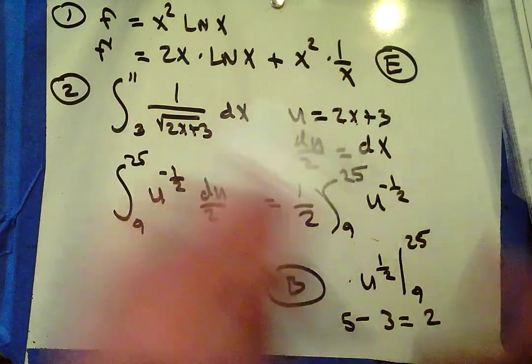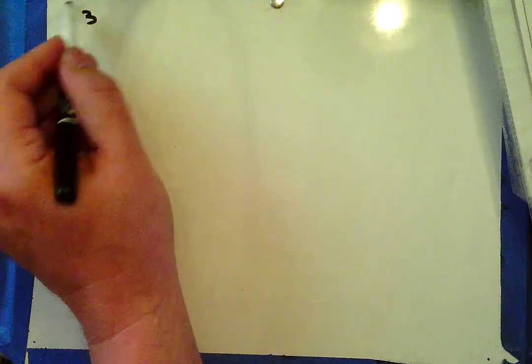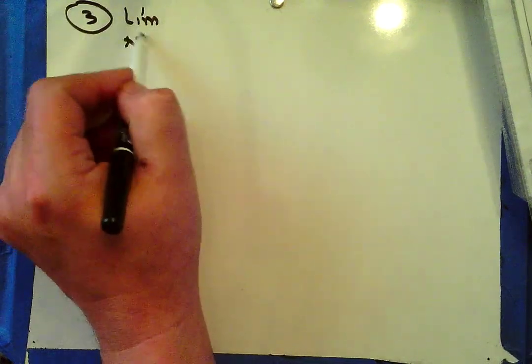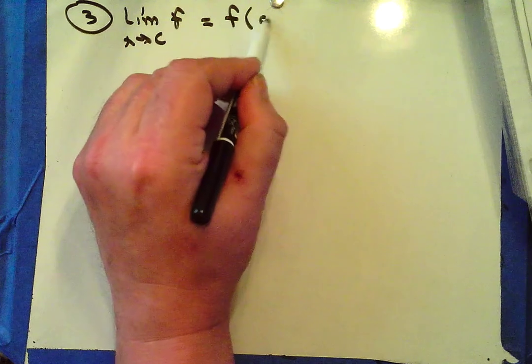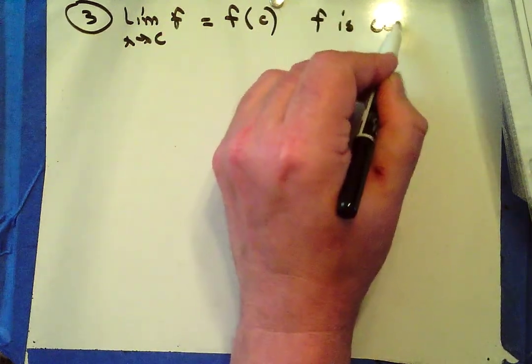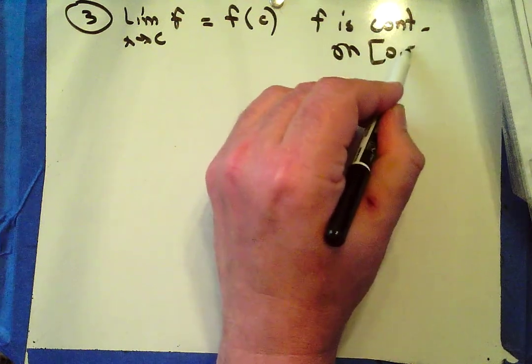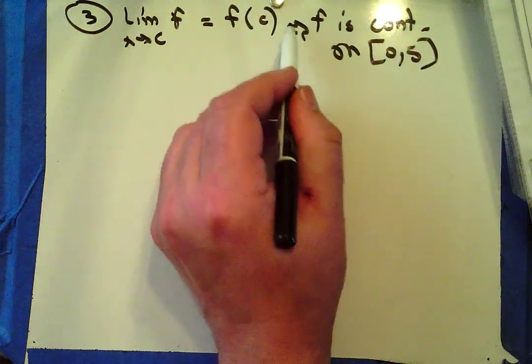Let's take a look at problem number 3. Problem number 3 says the limit as x approaches c of f of x equals f of c for all values. So they're telling me here that the f is continuous on 0 to 5. They're telling me that f of 0 does not equal f of 5. Which of the following statements could be false? Well, if this function is continuous because of this statement here, the limit as x approaches c of f equals f of c. F is continuous on 0 to 5 is what I take from that.